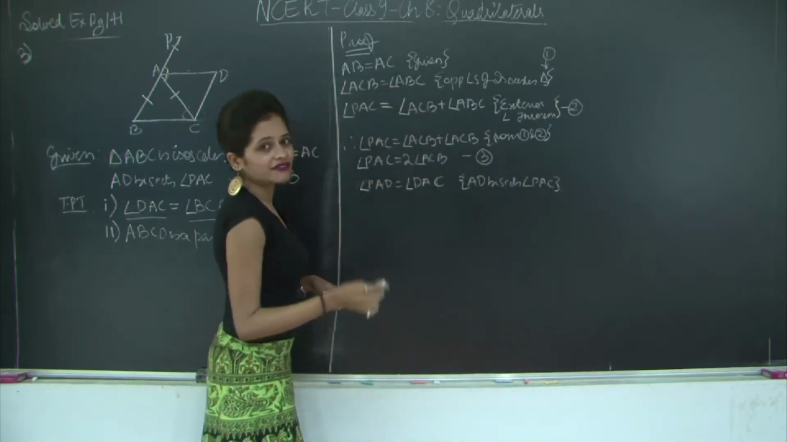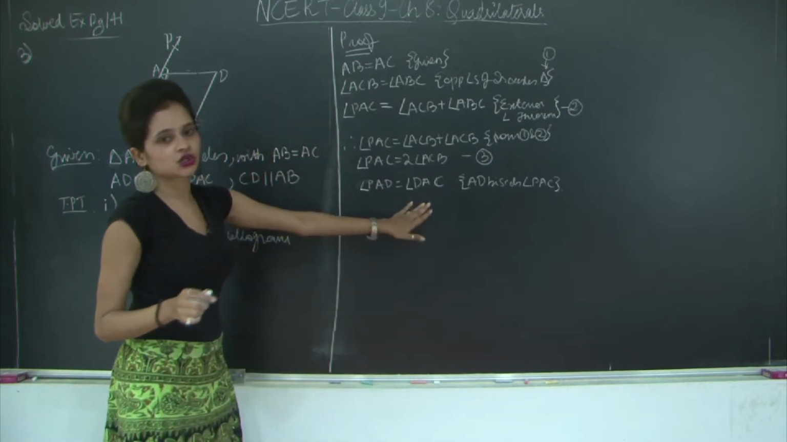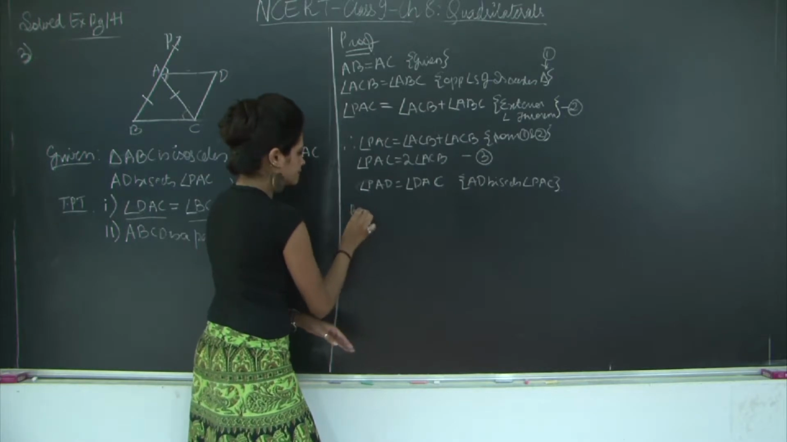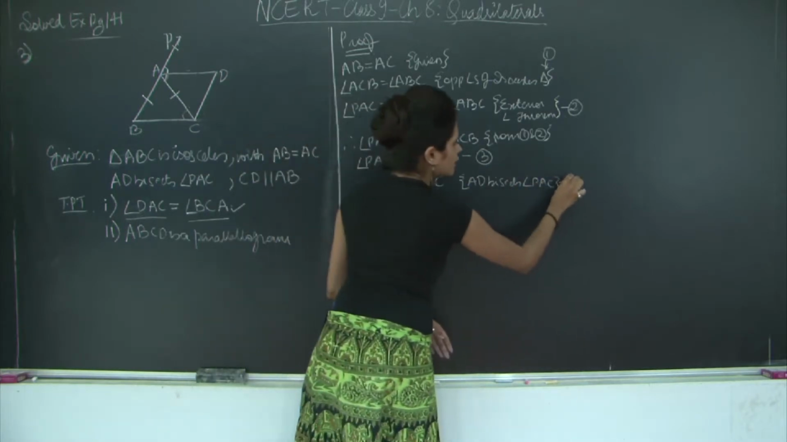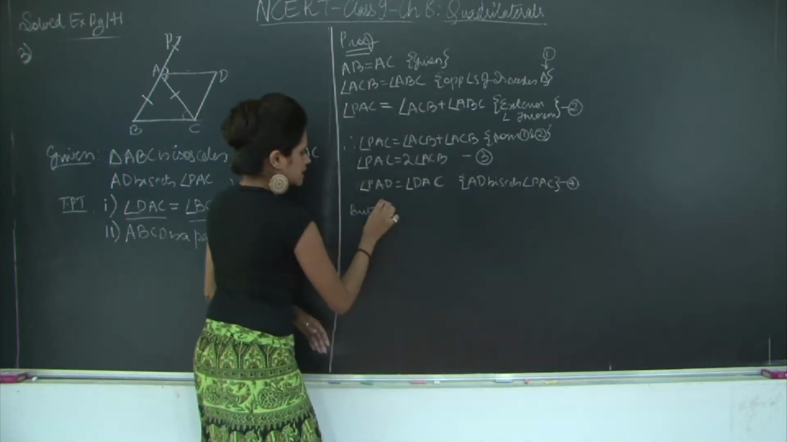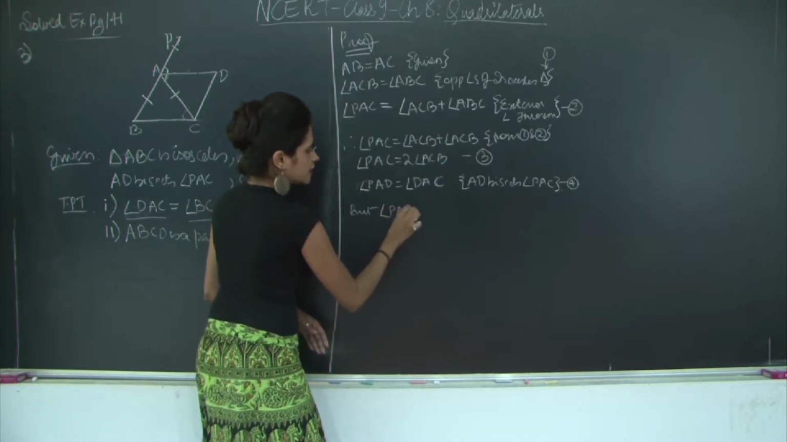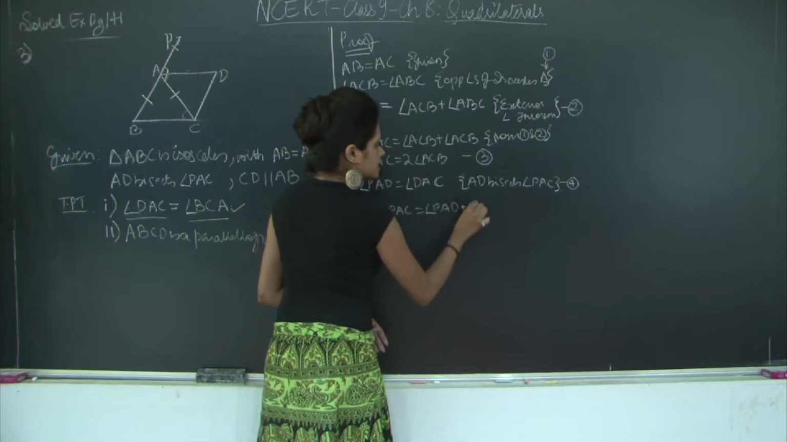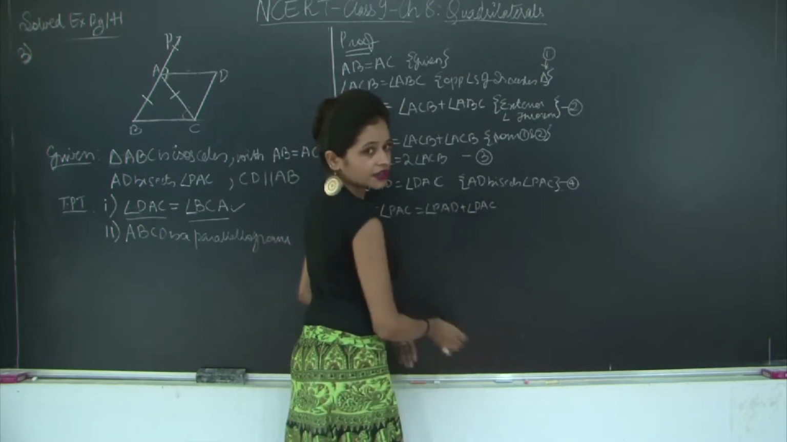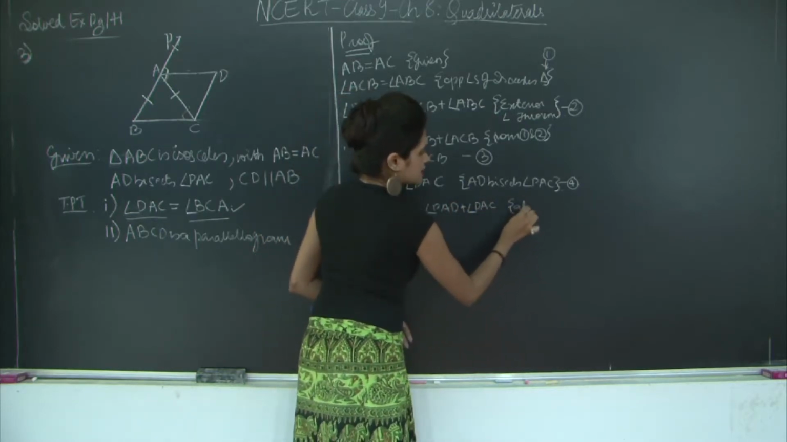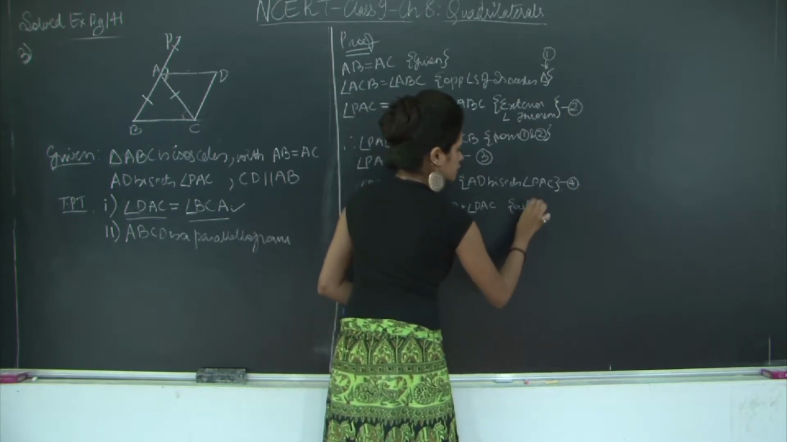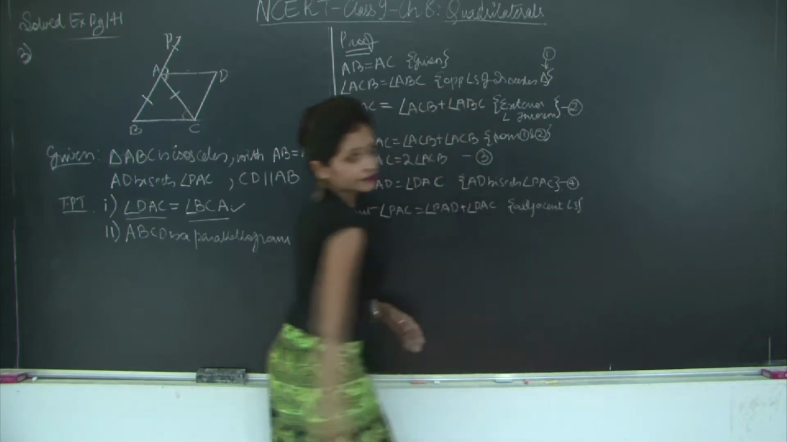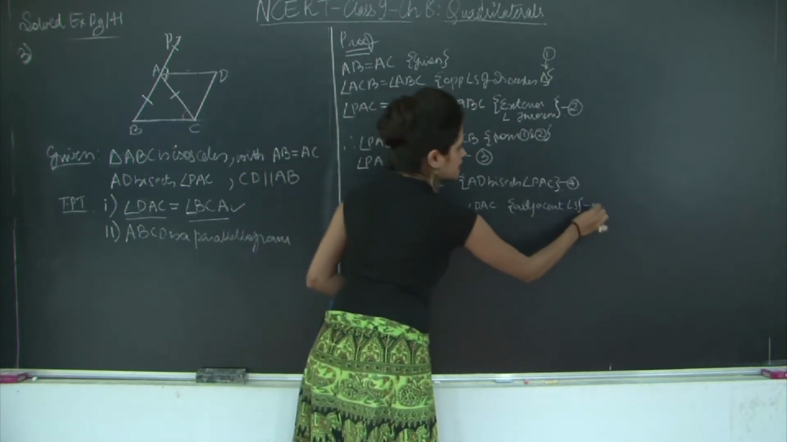But what do we have? That PAC is made up of these two angles. Why? Through adjacent angles. But let us mark this as 4. But angle PAC is equal to angle PAD plus angle DAC. Why? Adjacent angles. Correct? And I will mark this as 5.